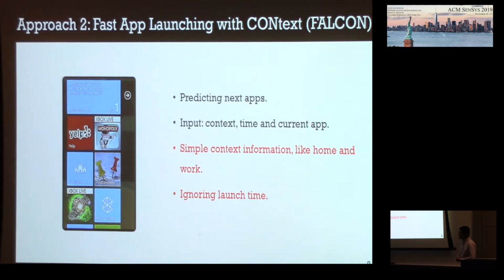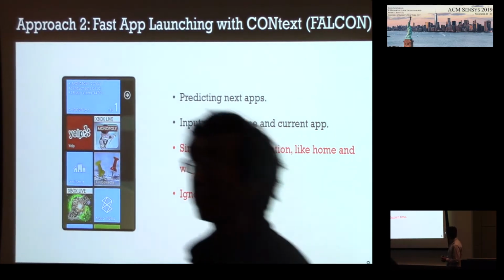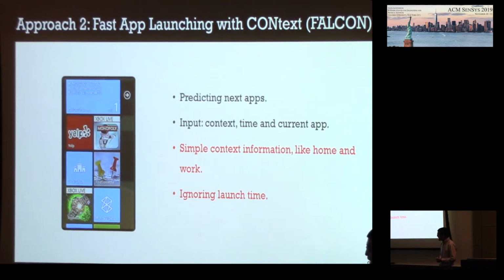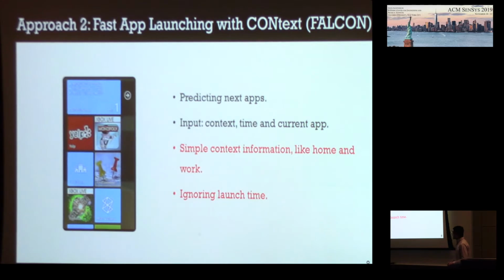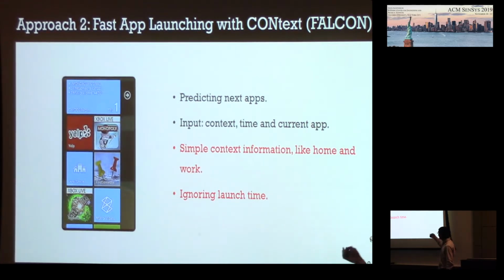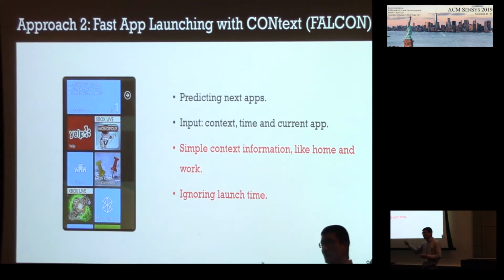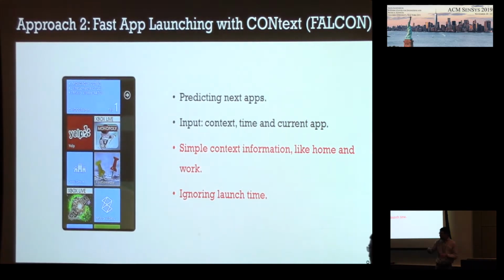There is an existing work that has already considered the context information. The context information in this work is simply home and workplace. It also considers the current time and the current apps that the user is using now. But the problem is that the context information like home and work is very simple. Another thing is that this work does not consider the launch time. Launching time here means when the user will use that app. It is also an important question.